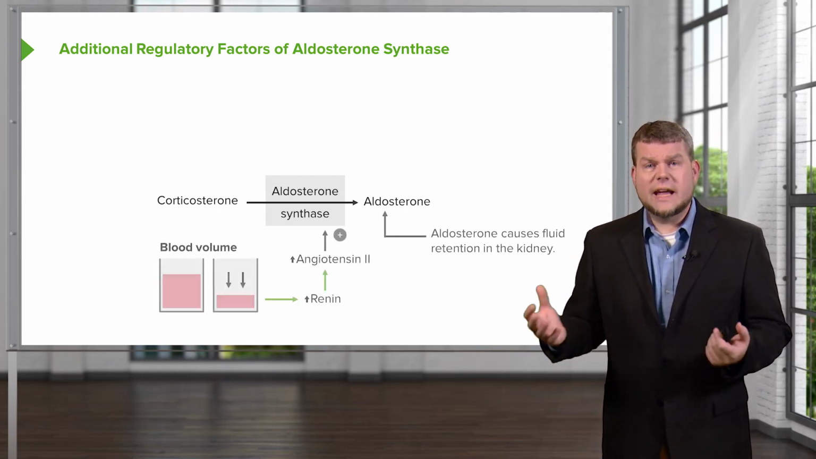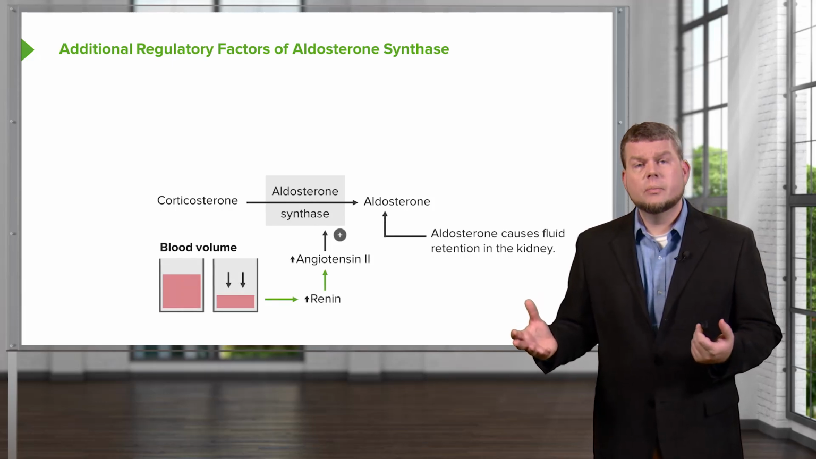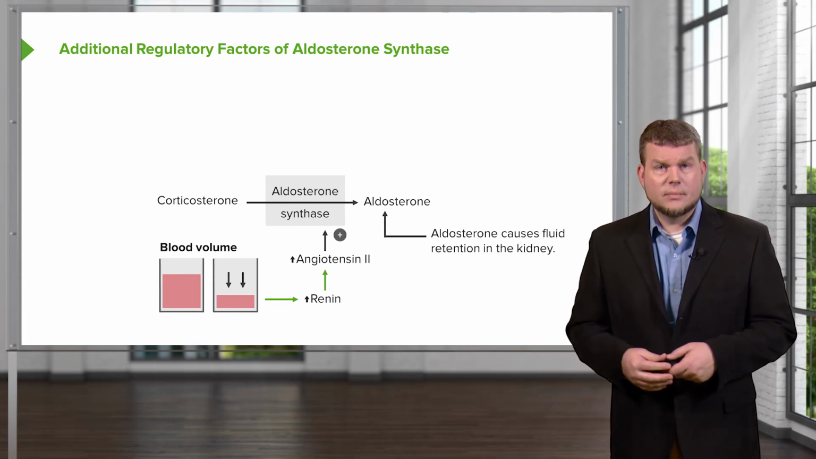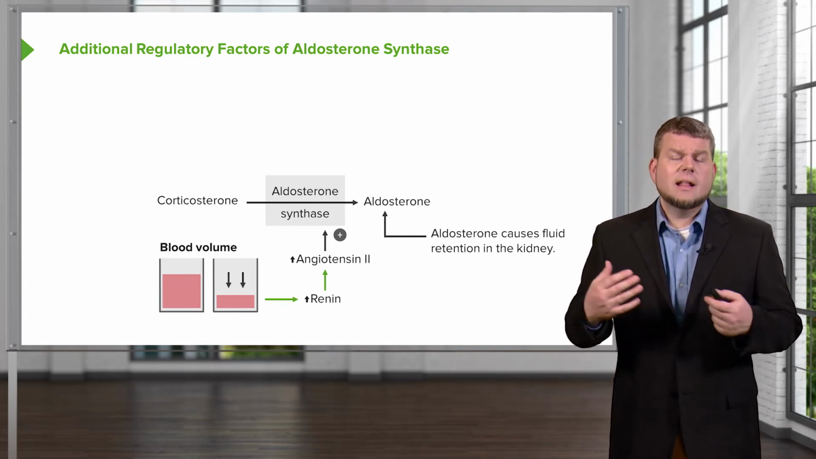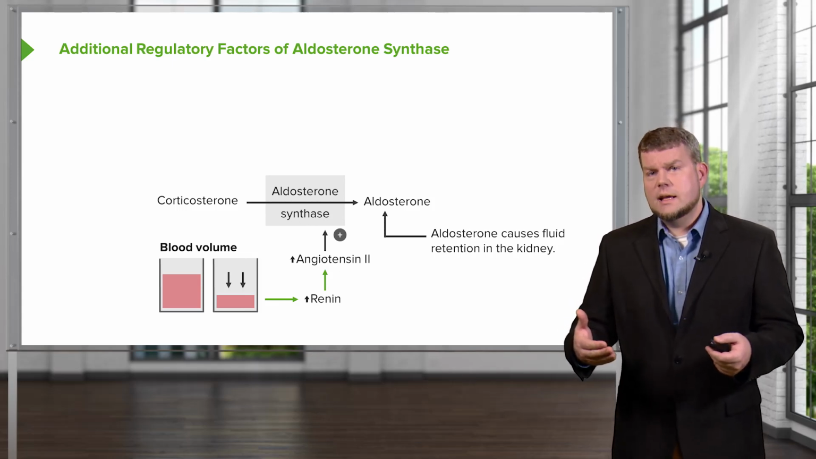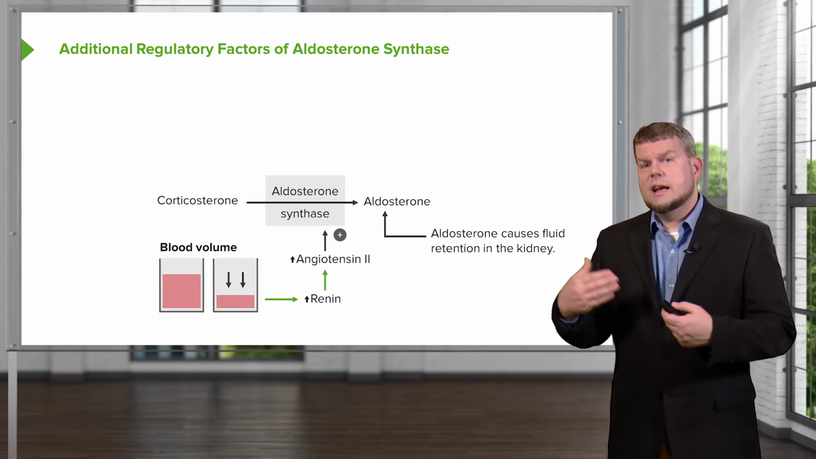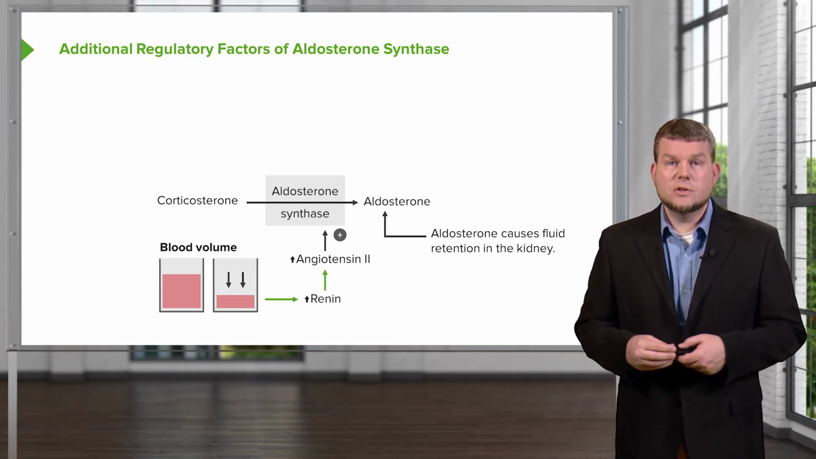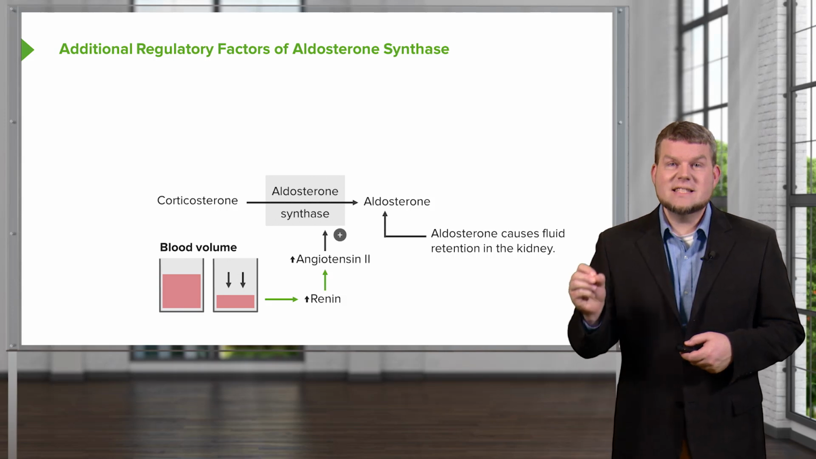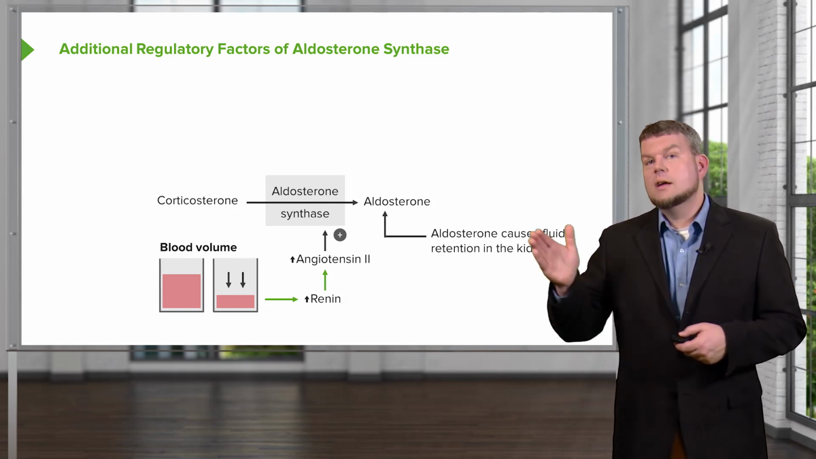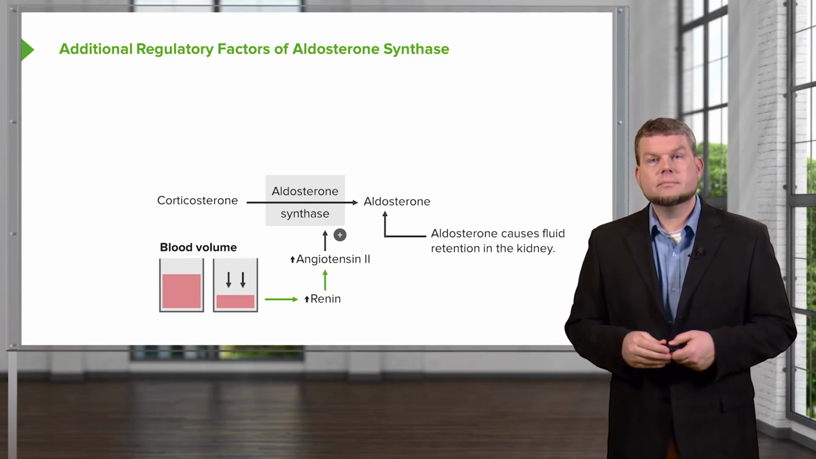The first is Ang2 or angiotensin II, and that's stimulated through the renin-angiotensin system. So in response to something like low blood pressure or low blood volume sensed in the kidney, you'll have an upregulation and an increase in renin release. This will increase angiotensin II, which stimulates this enzyme, aldosterone synthase, to produce more aldosterone.